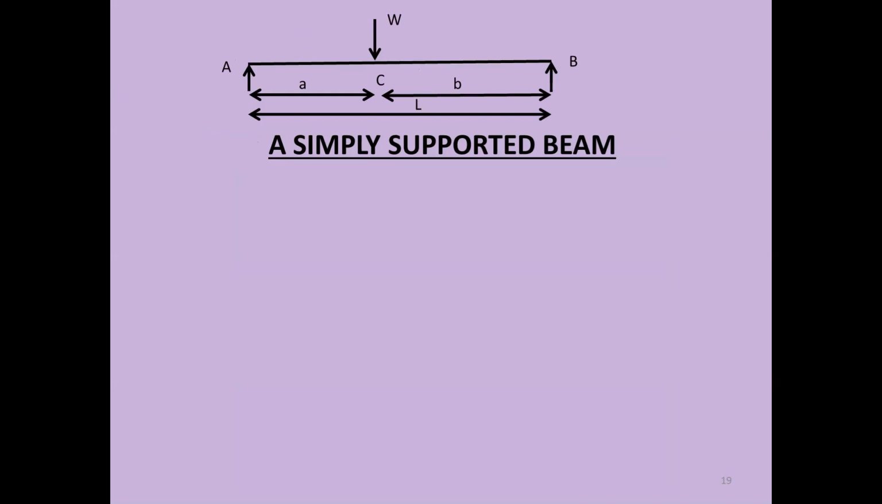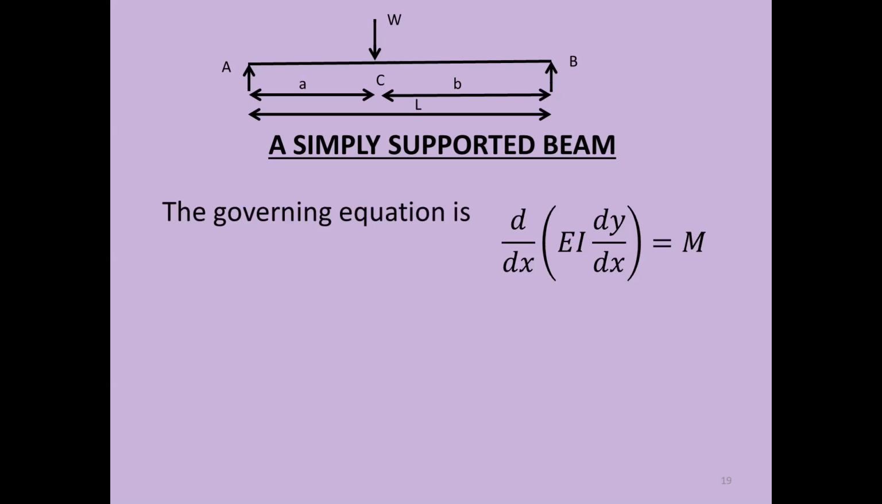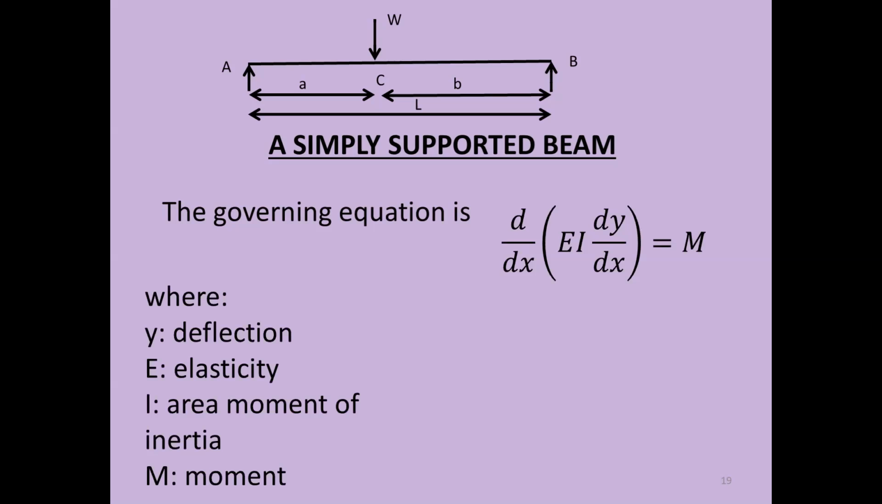The differential equation is on display now. In this equation, Y is the deflection, E is the elasticity, I is the area moment of inertia, and M happens to be the moment itself. Kindly note that M, which appears on the right hand side of the differential equation, is not directly available from the information given in the figure in the problem.